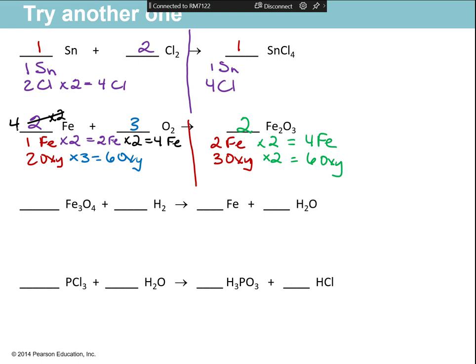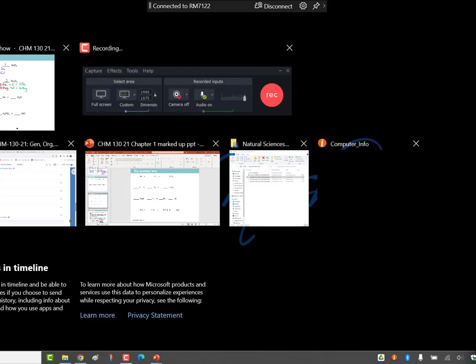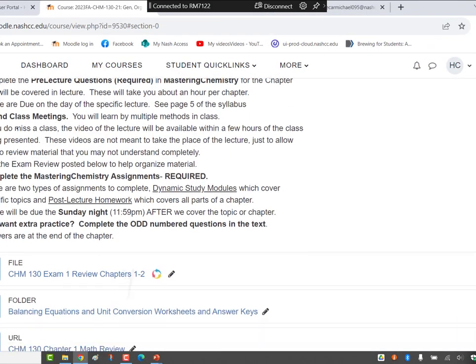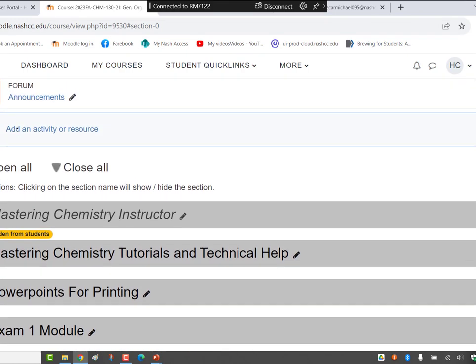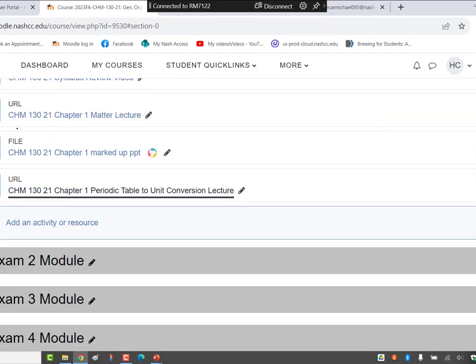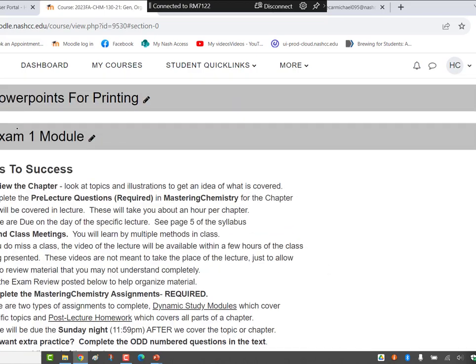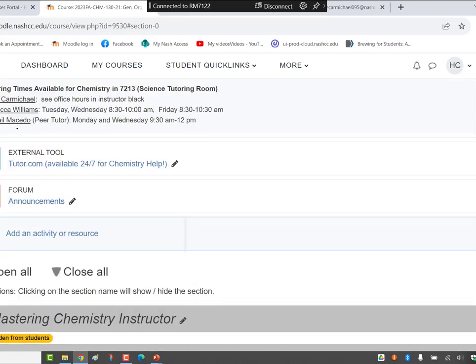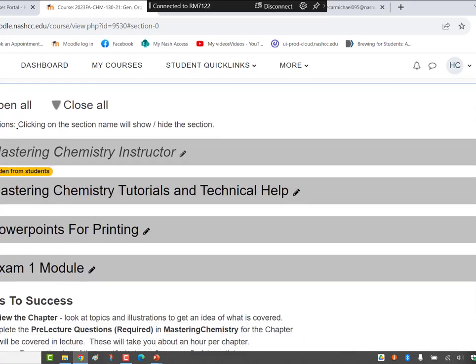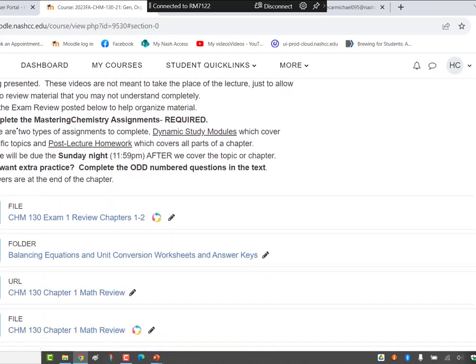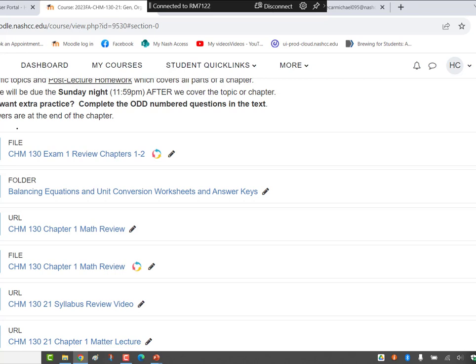Remember that in your unit conversion handout, that's the handout with the unit conversions, the second page is all balancing equations. I can show you here, maybe. I think it's in here. I don't see it here. Maybe I have to post it. I'll post tonight. Oh, it's right here. I was like, why am I not seeing it? See the folder? See the second blue? It says balancing equations and unit conversion worksheets and answer keys.